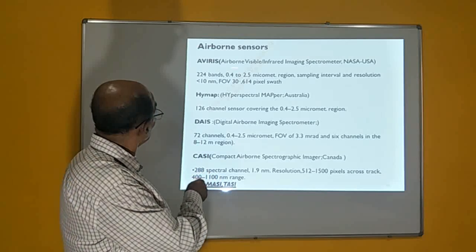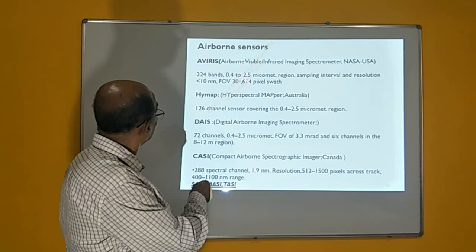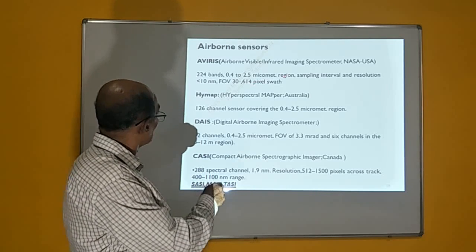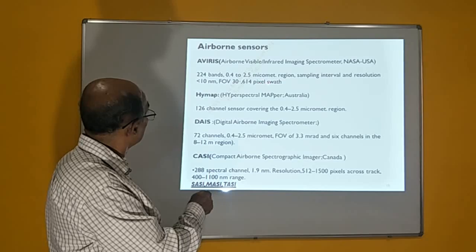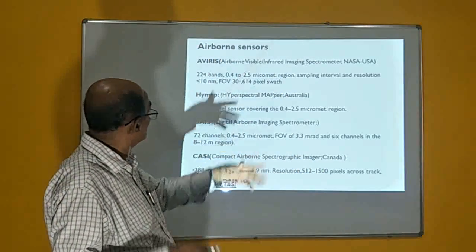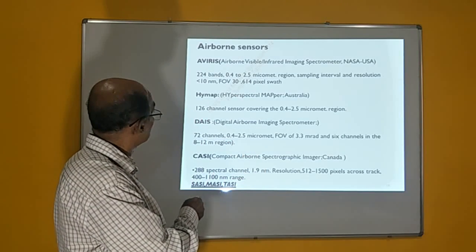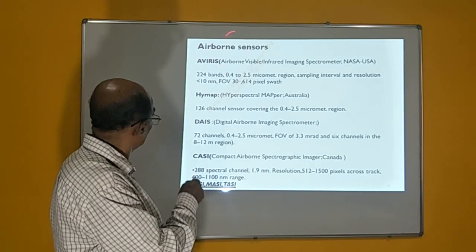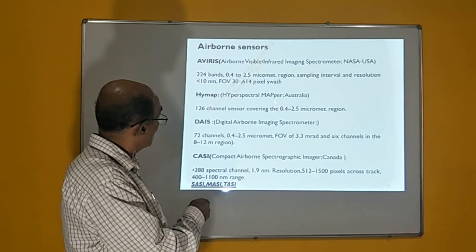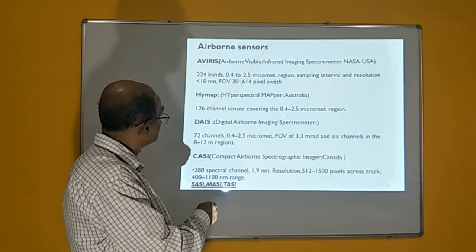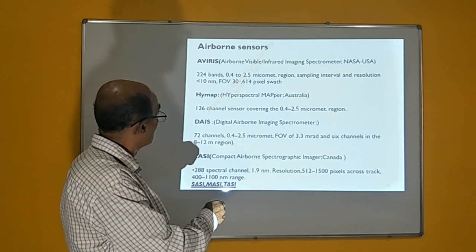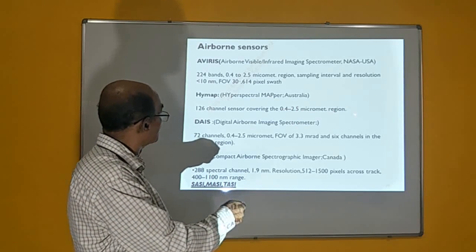That means if you go through 2100, the difference is you have around 224 bands. See, field of view again is provided here, 30, then 614 pixel swath. The swath width means how much area it covers at a particular instant of time. Then we have the high spectral mapper. Australia launched a hyperspectral sensor, a 126 channel sensor covering, again, see, the bandwidth from the visible up to the mid-infrared. We have visible, near-infrared and mid-infrared portions of the spectrum being covered here.